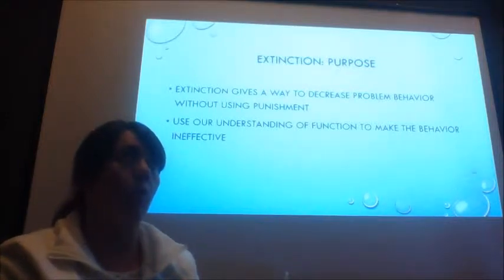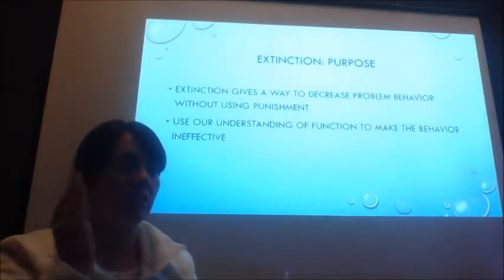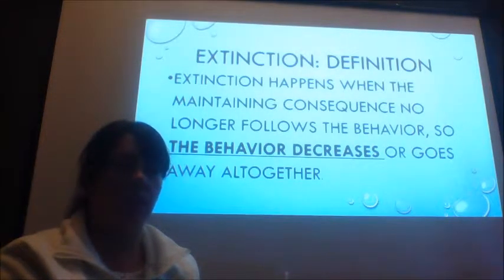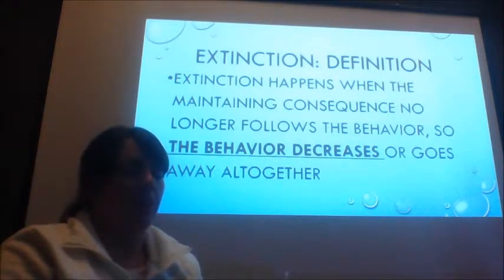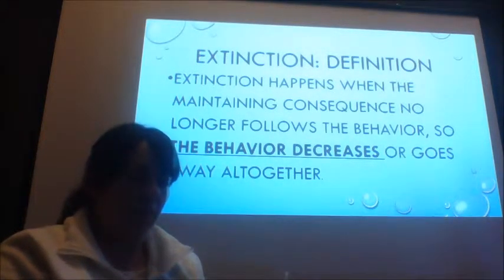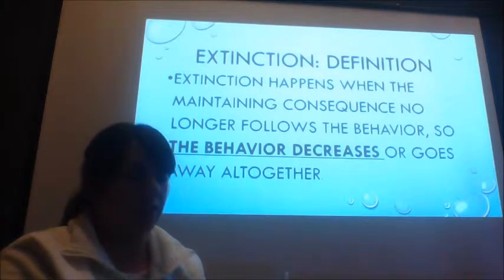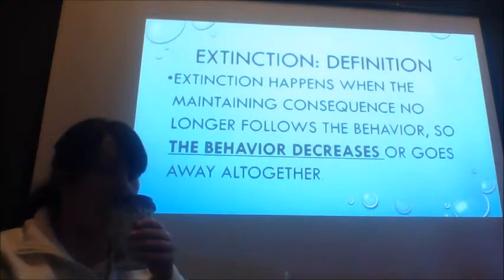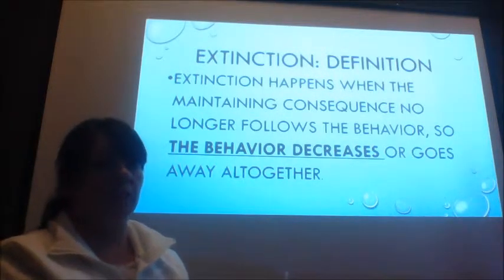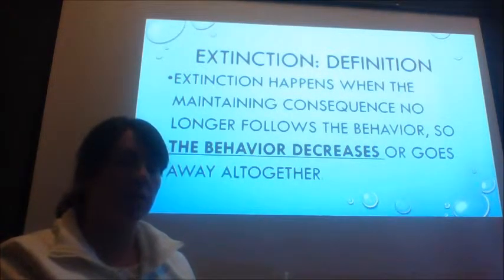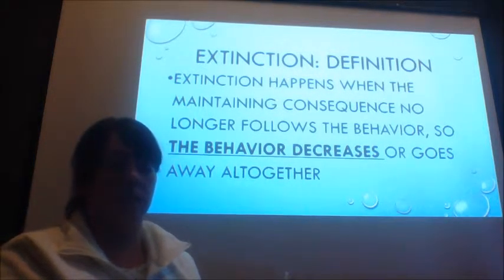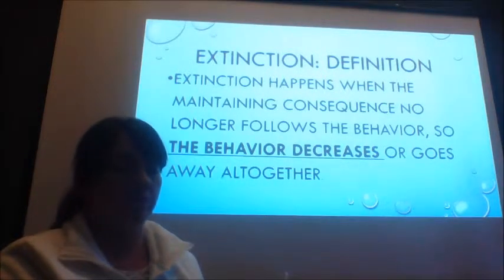All we have to do, since we know why the behavior is happening, is use that and make it so that it's no longer effective. So the definition of extinction is: extinction happens when the maintaining consequence, meaning the function, no longer follows the behavior, so the behavior decreases or goes away altogether. This is the main mechanism that we use to decrease challenging behavior. Sometimes we might use punishment, like a response cost system or a timeout system, but we only do that after we decide that extinction is hard to do.